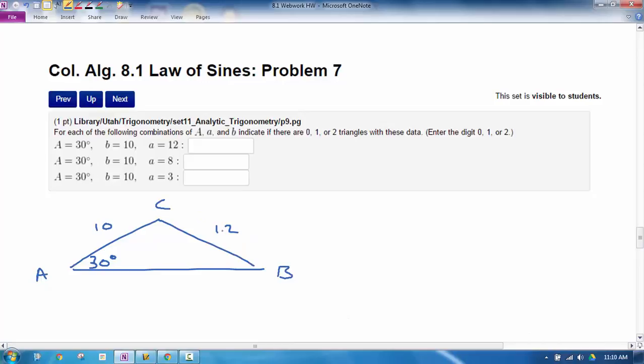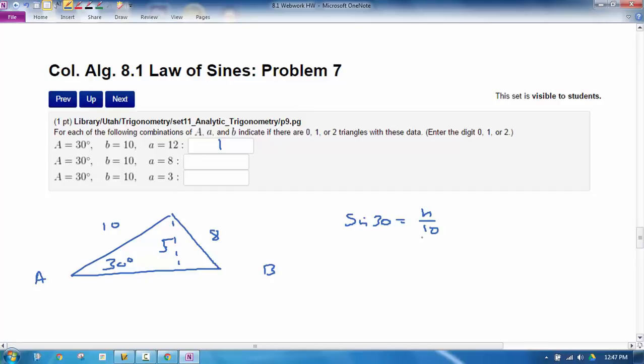Where side 12 is longer. Now, if this side's longer, you can't swing it and move it, because when you do, it comes down over here and it's gonna be longer and it won't make a triangle. So you can't make the 2 triangles. So there's just gonna be 1 triangle for the first one, and that's what the notes said as well.